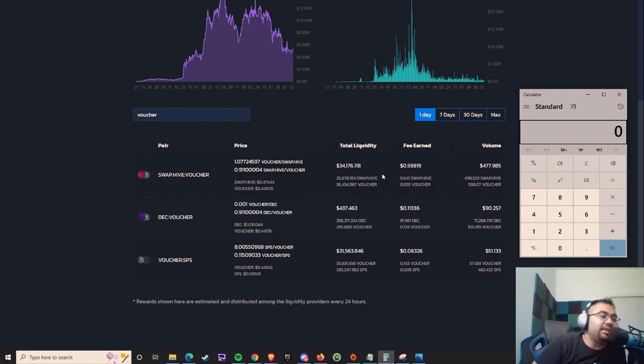But now that there are other ways to hold vouchers while still earning with these LP rewards, I think it could be very lucrative just based on the low liquidity here. So let's go ahead and calculate this, and hopefully my math will be right. Now there's only $34,000 in liquidity. So if you wanted to get 1% of the pool, it's going to be $341, right? So if you were to put $341 in, you'd be getting 1% of the pool. And so let's go ahead and actually calculate that out.